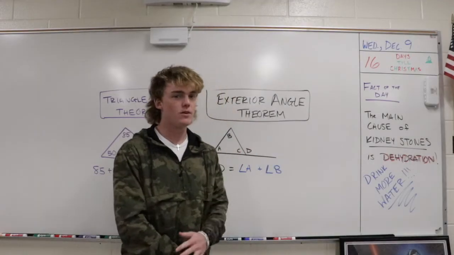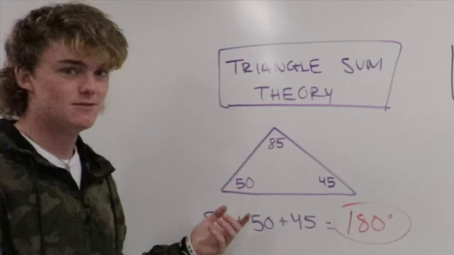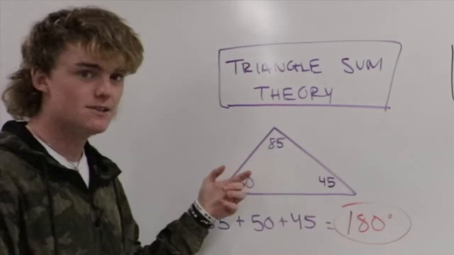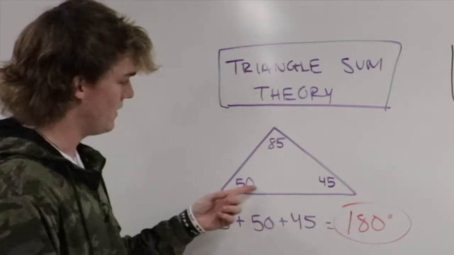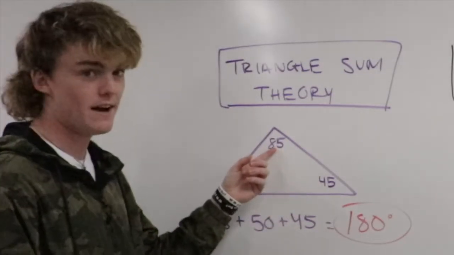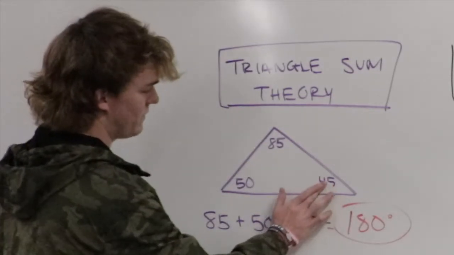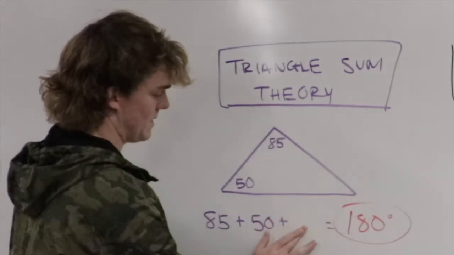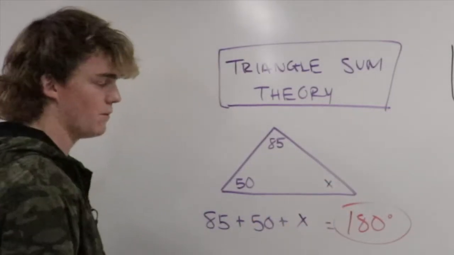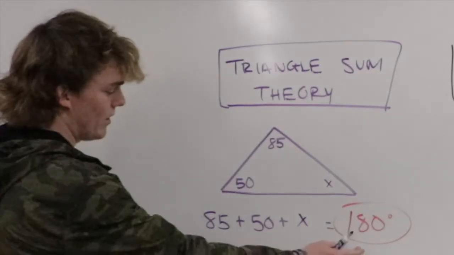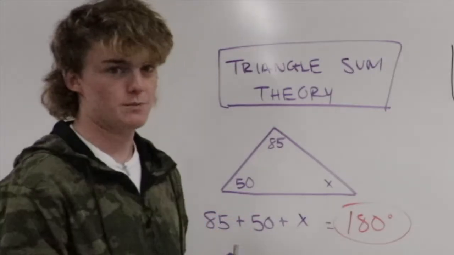Alright, so we got two important theorems to talk about today. The first one is the triangle sum theorem. When I add up all of the interior angles, interior means inside, it adds up to 180 degrees. So for example, 50 plus 45 plus 85 is 180. Alright, so if this 45 were missing here, that could basically be a variable. So we would just call that x. And then we would solve for x. So 180 minus 85 minus 50 would be 45. You just find the missing angle. That one's pretty simple.